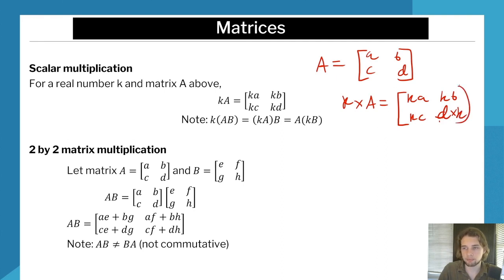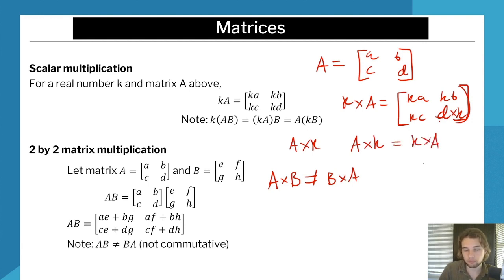Oops, my mistake. Now, this is commutative when you multiply by scalars. When you actually multiply 2 matrices, it's not commutative. We'll go over soon how complicated it can get multiplying 2 matrices. This does not equal this. If A and B are matrices, A times B does not equal B times A. On the other hand, A times K does equal K times A.